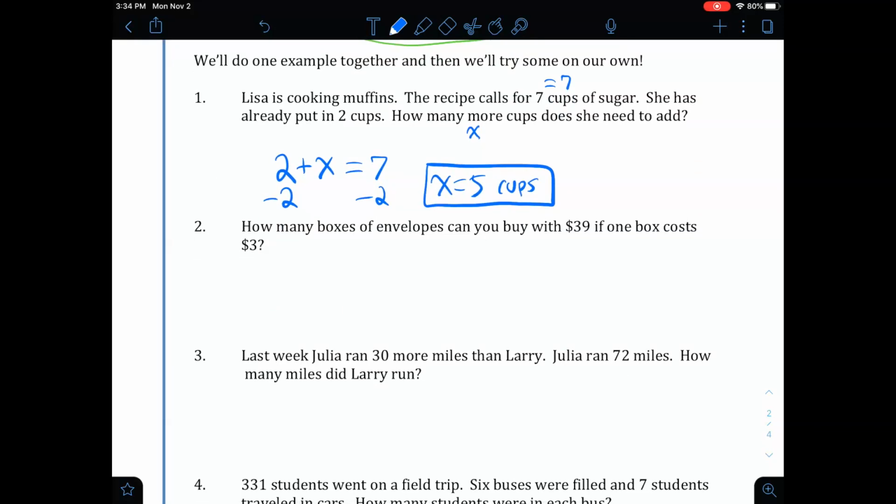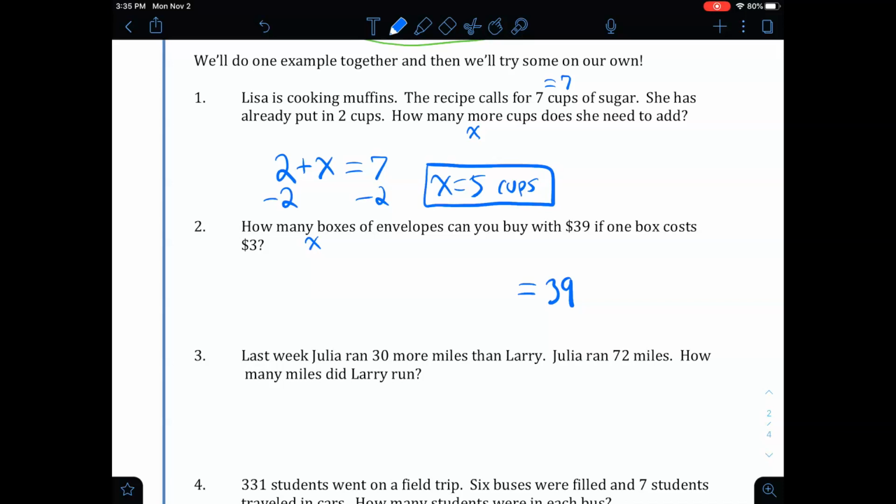All right, number 2, how many boxes of envelopes can you buy with $39 if one box costs $3? All right, what are we looking for? We're looking for how many boxes, right? That's our X. Do we have a total for this problem? Yeah, we got 39 is going to be our total. And it says one box costs $3.